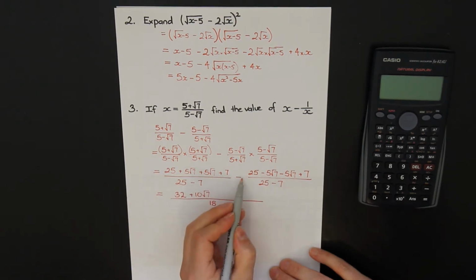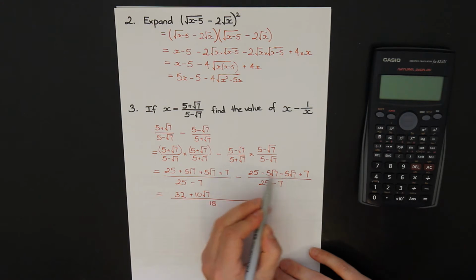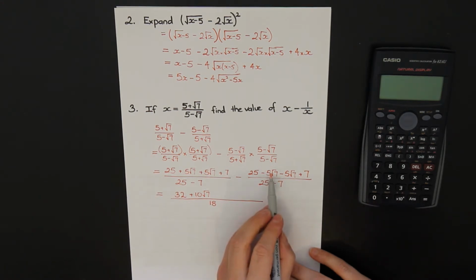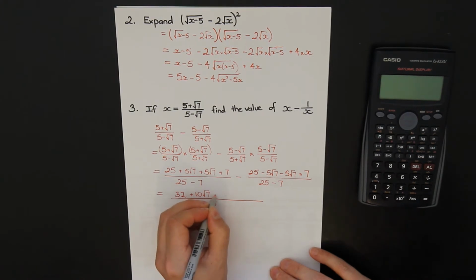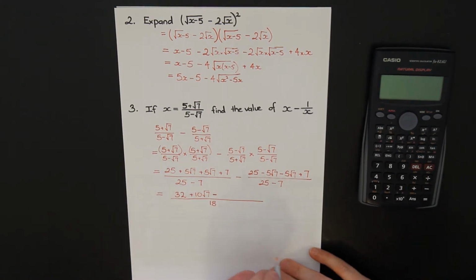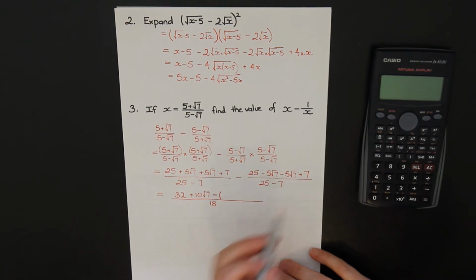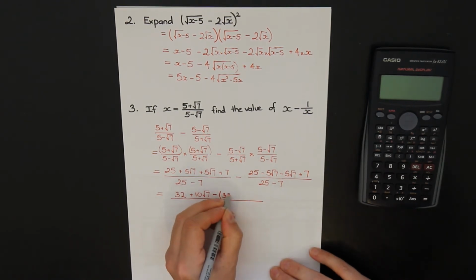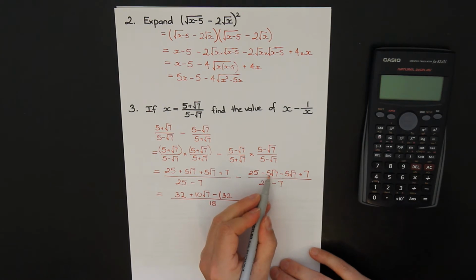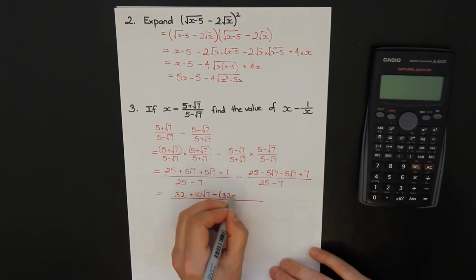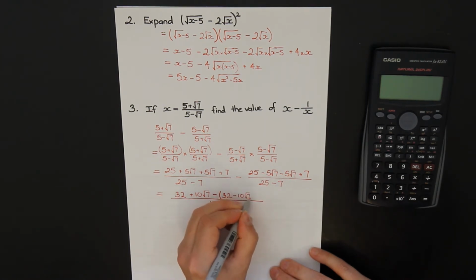Now be careful here when you have a minus. I need to expand that minus into the top of this fraction here. So what I might do is in two steps. I'll put the minus sign there and I'll put a bracket. 25 plus 7 is 32. Minus 5 root 7 minus 5 root 7 is minus 10 root 7.